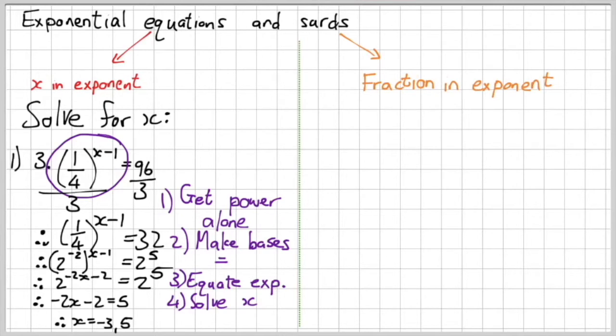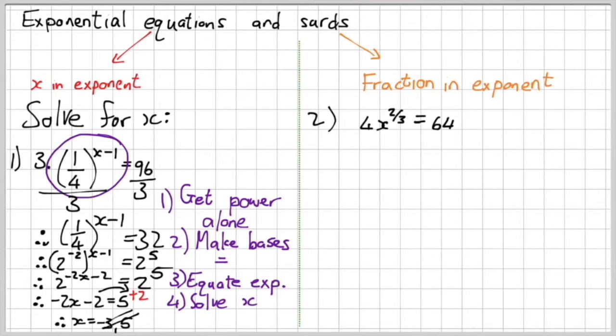Let's have a look at the second example, when there's a fraction in the exponent. So I'm going to have a look at this specific example: 4x to the power of 2 over 3 equal to 64. Now when I look at this specific example, it's actually quite simple. And I'm going to follow a lot of the same kind of procedures I did with x in the exponent, except when we make the bases the same.